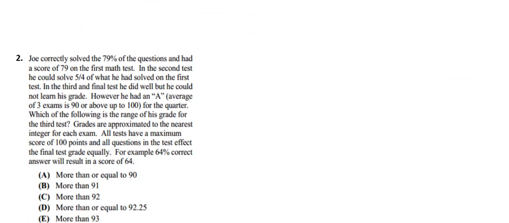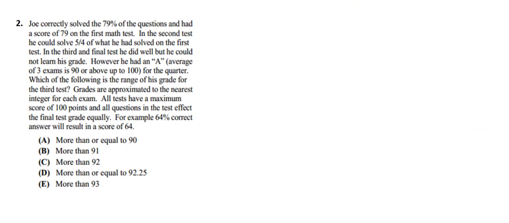That is question number 2. Question 2 says, Joe correctly solved 79% of the questions and had a score of 79 on the first math test. So here we are talking about a boy, Joe, and he scored 79 marks on his first math test. Now in the second test, he could solve 5/4 of what he had solved on the first test. Okay, so this time there is an increment in his marks, that is he scored 5/4 times 79% of the question paper, which means that he gets greater marks in the second exam.